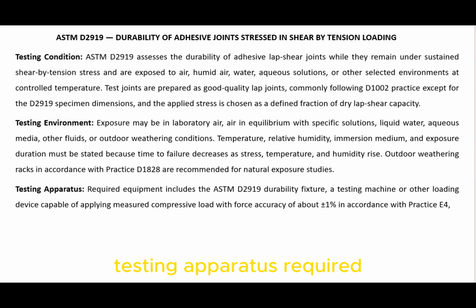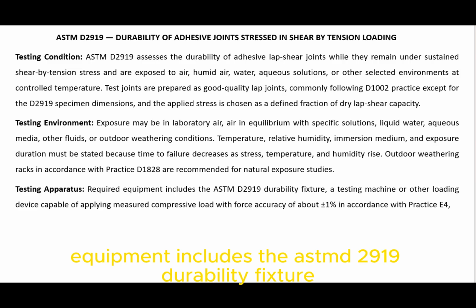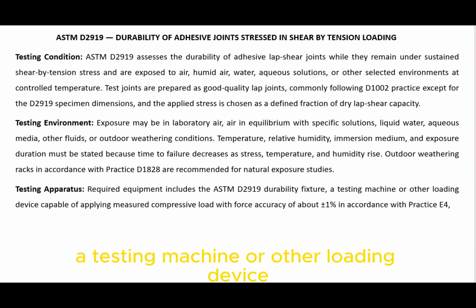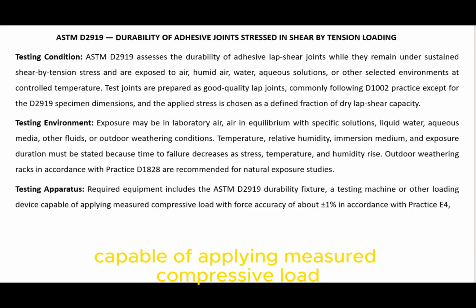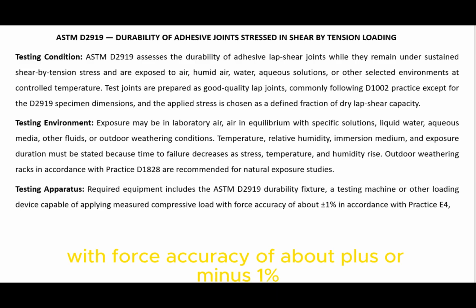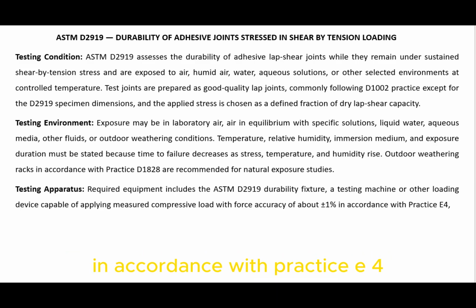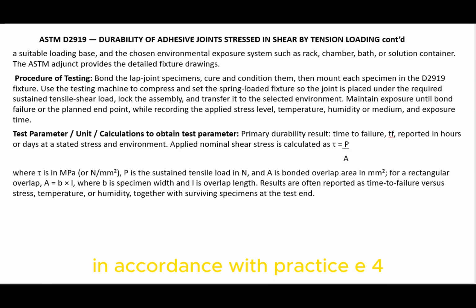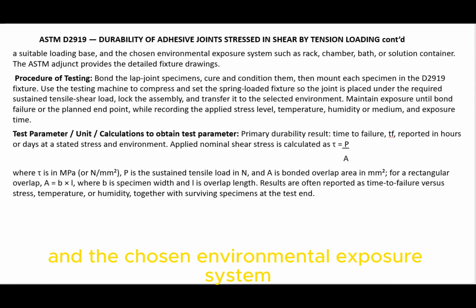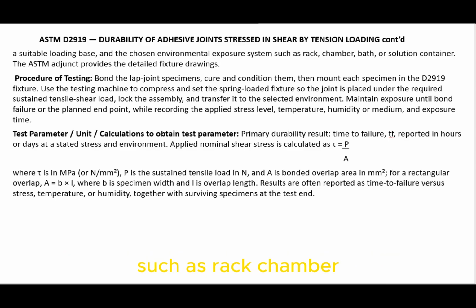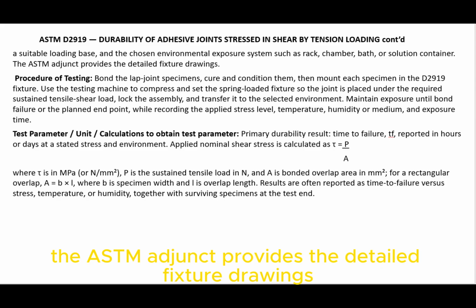Testing apparatus: required equipment includes the ASTM D2919 durability fixture, a testing machine or other loading device capable of applying measured compressive load with force accuracy of about plus or minus 1% in accordance with Practice E4, a suitable loading base, and the chosen environmental exposure system such as rack, chamber, bath, or solution container. The ASTM adjunct provides the detailed fixture drawings.